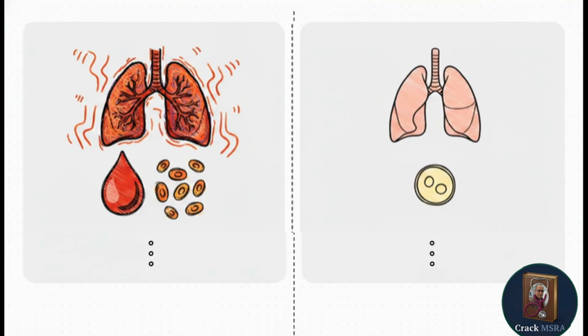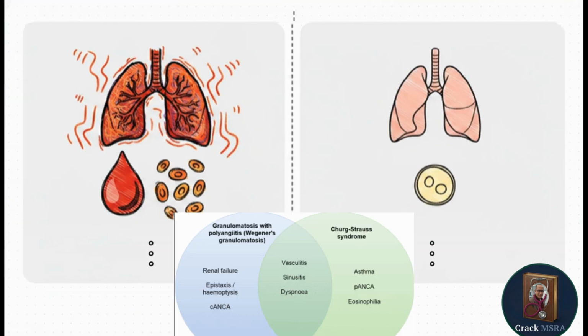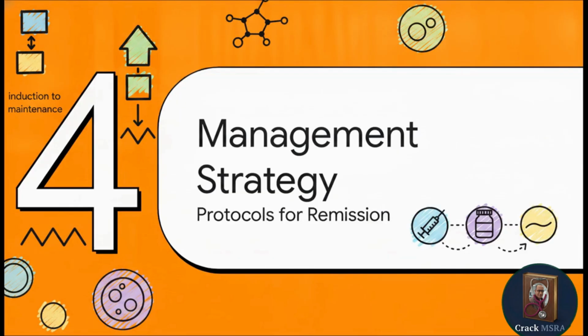Building on that, you must keep GPA and EGPA straight, because this differential is an absolute favorite for examiners. Granulomatosis with polyangiitis, formerly Wegener's, is predominantly c-ANCA, or PR3, positive. EGPA, on the other hand, is p-ANCA or MPO positive in that 40% subset we just talked about. But the crucial takeaway? EGPA is marked by severe asthma and marked peripheral blood eosinophilia, which are typically completely absent in classic GPA.